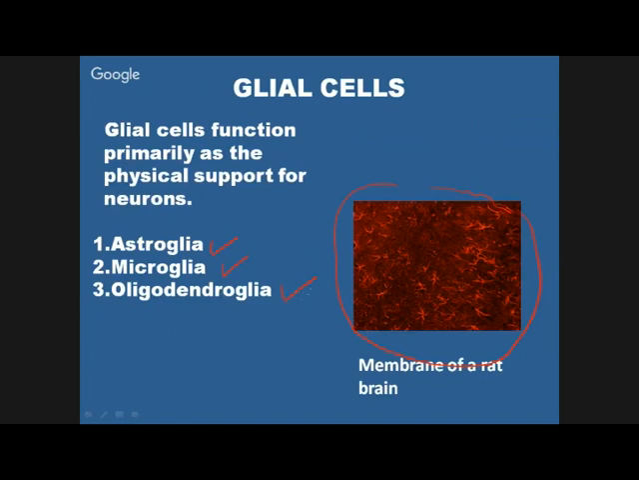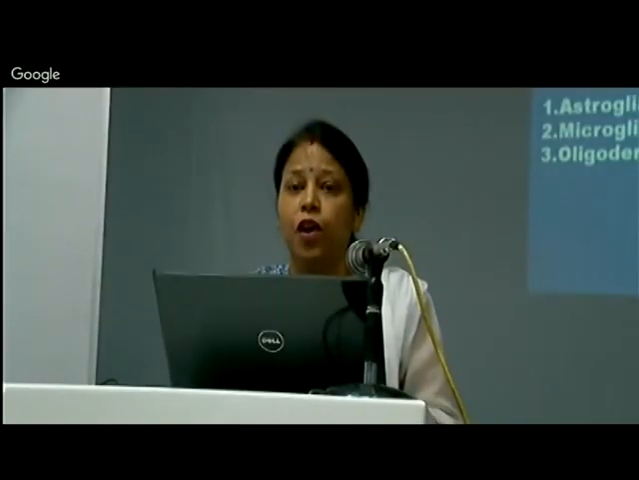Astroglia is basically the cell which protects or physically supports the neurons, right? Microglia is one type of glial cell which will connect to the other neurons, and it will clean up the cell, right? Clean up the neuron. This is used to regularly clean up the neuron.